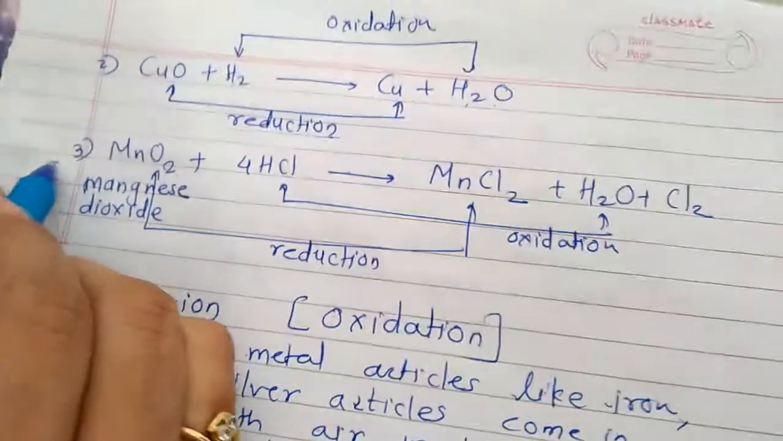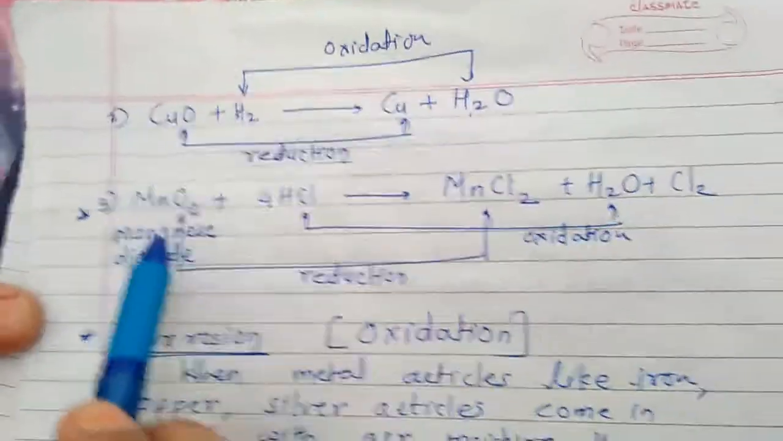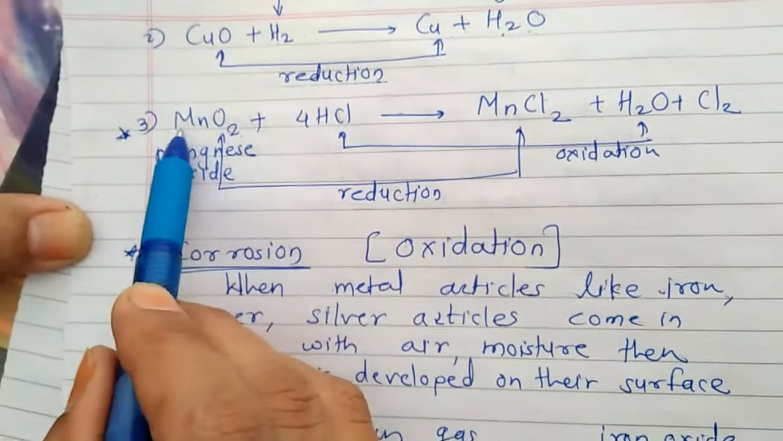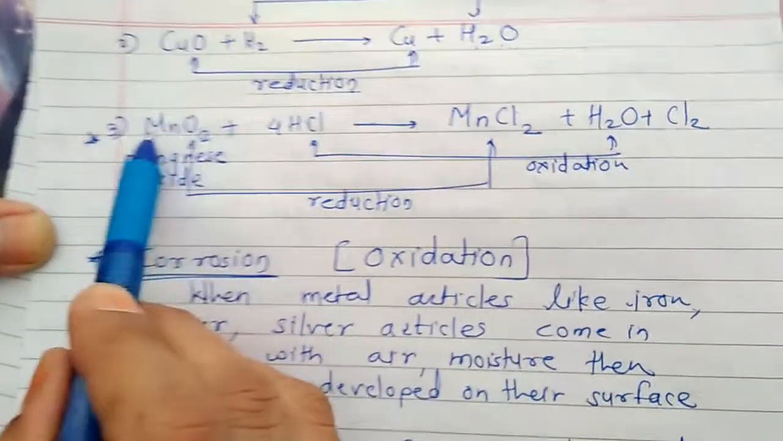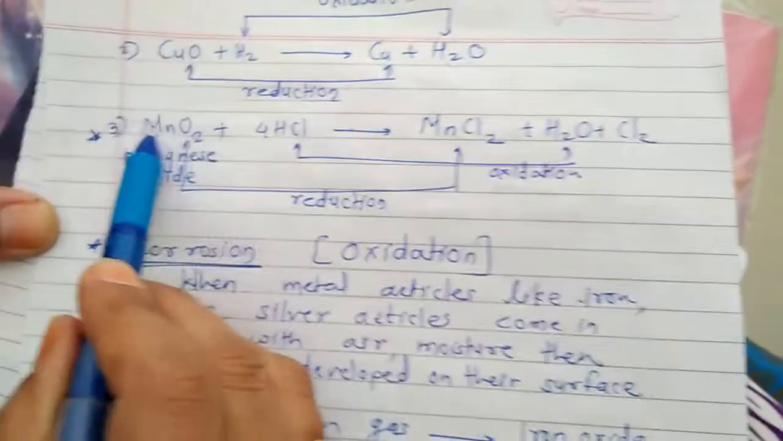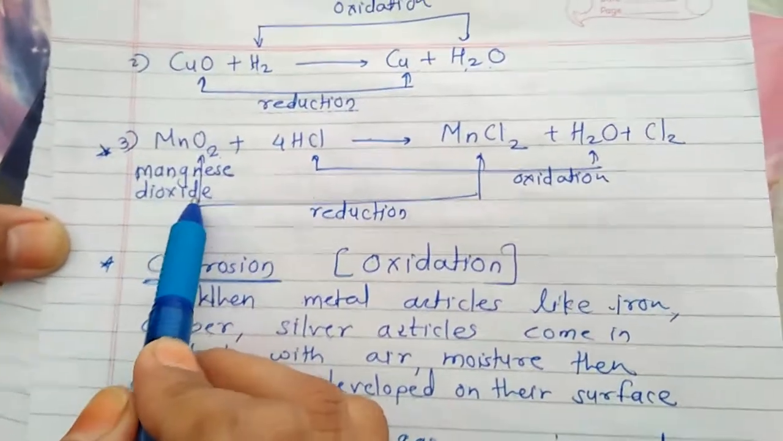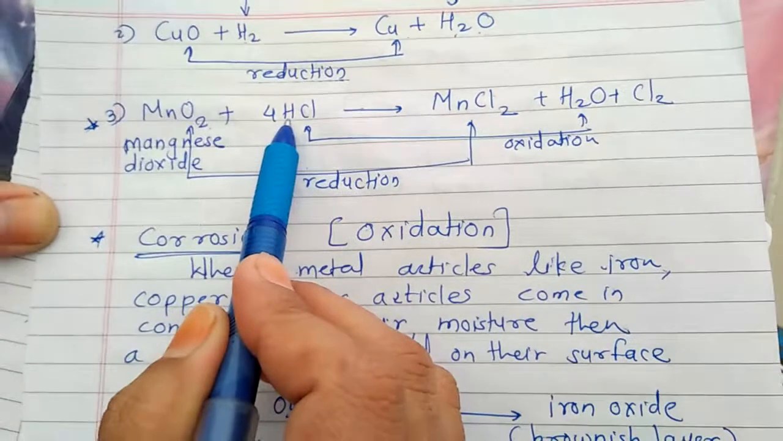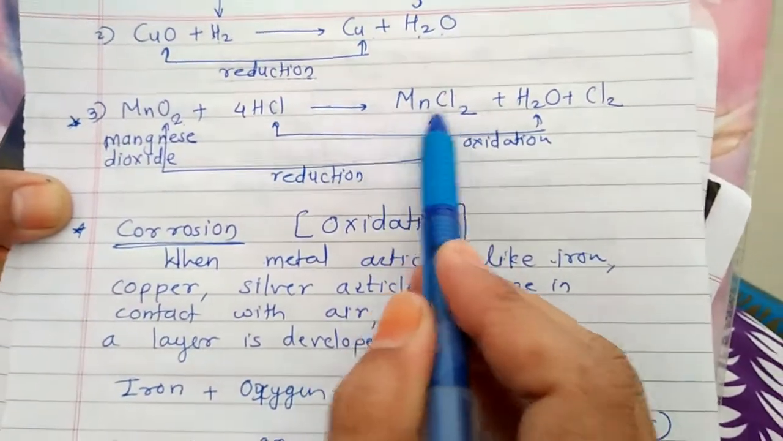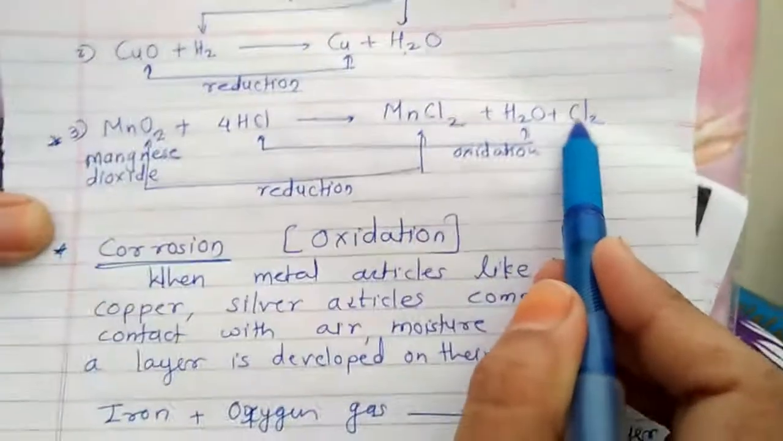Now the third example is the most important reaction. Here we have MnO2. It's Mn, not Mg. That is a common mistake made by students. Mn means manganese. MnO2, manganese dioxide, reacts with HCl, hydrochloric acid, and gets converted into MnCl2, manganese chloride, plus water plus Cl2.